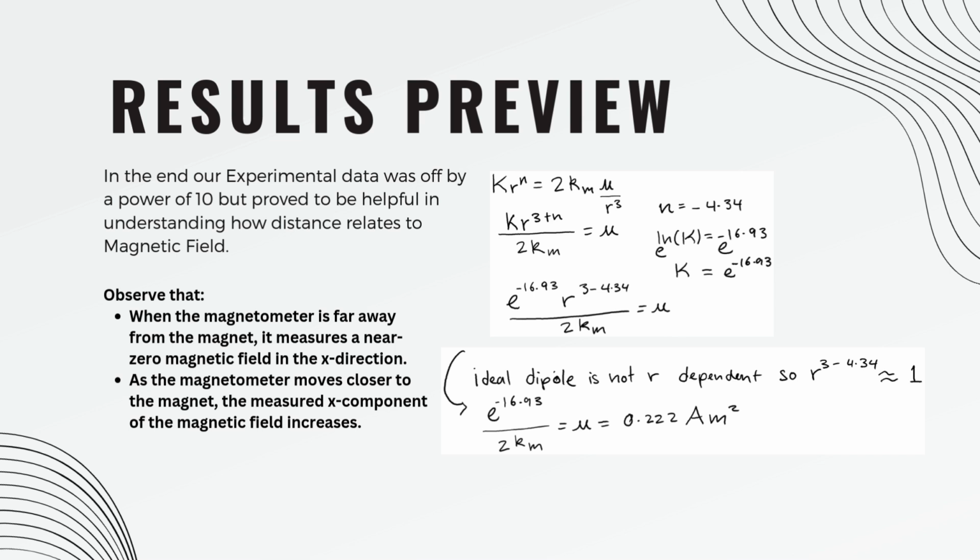By setting the two equations for magnetic field of a bar magnet equal to each other, I was able to find that the magnetic dipole moment is equal to 0.22 amperes times meter squared. And as a preview, I found that this experimental data was off by about a power of 10, but it's useful in understanding that magnetic field decreases with distance.